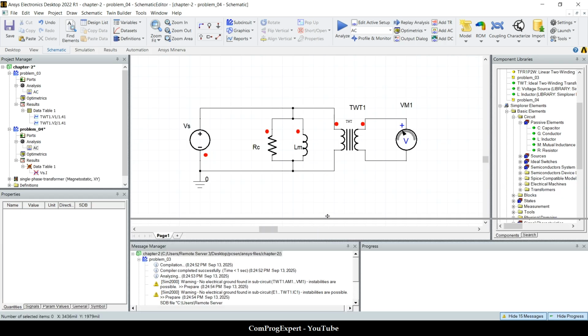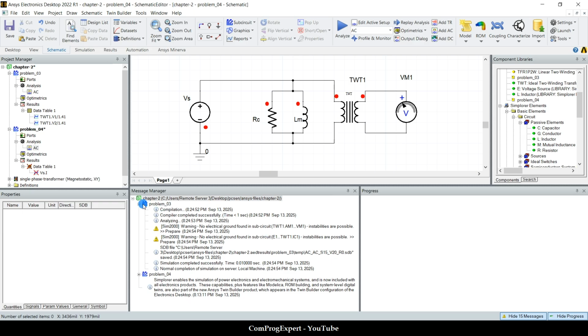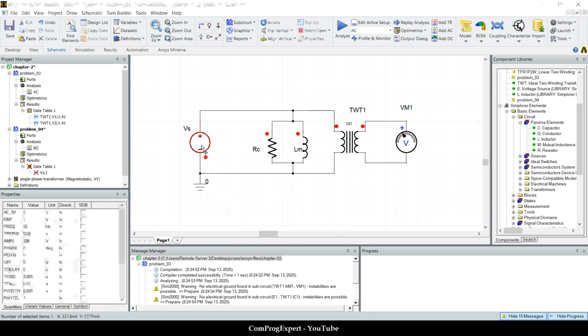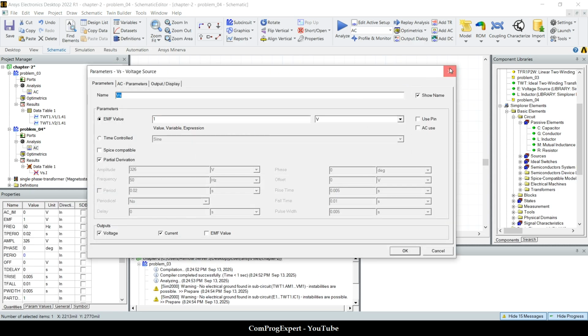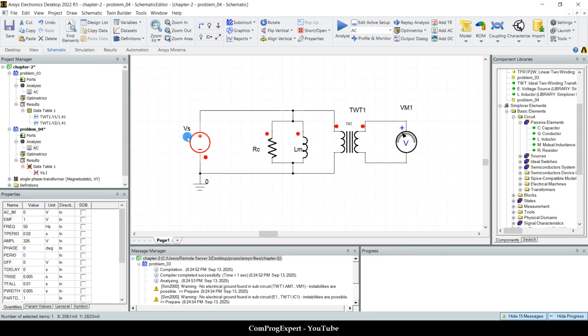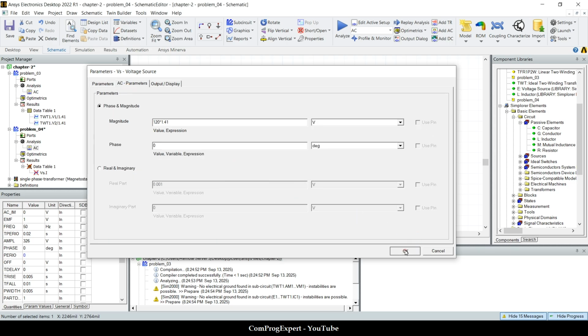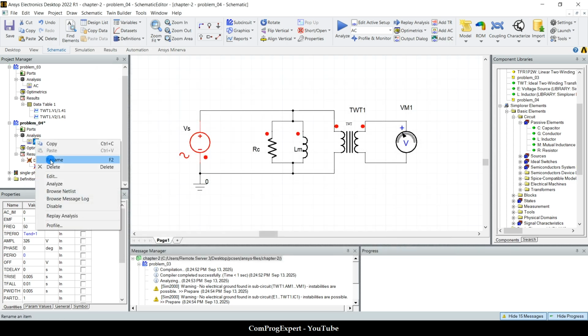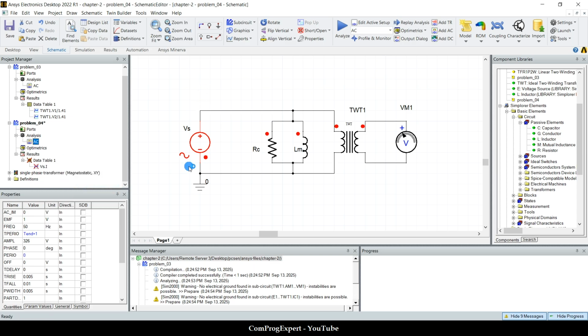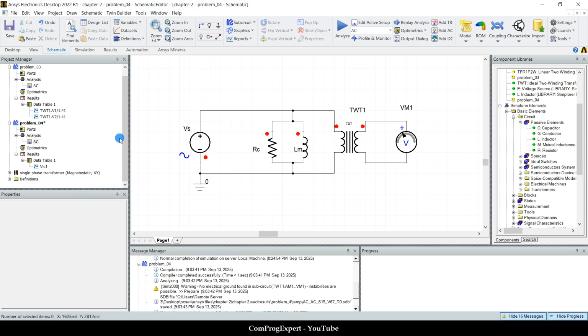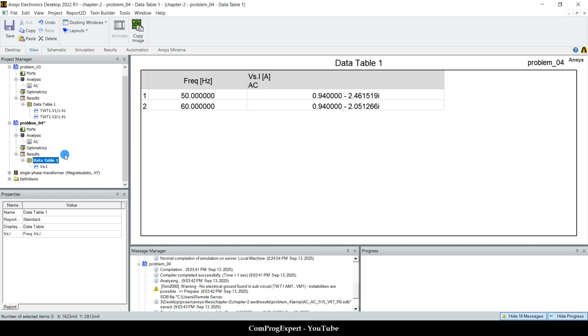Okay, so here we get one error. This error is because here we are going to use this AC source. Considering this AC solver, we should select this time controlled option. This is a sinusoidally excited source. Anyway, so now we can analyze the circuit. You should specify this property for the source. Here is the value of the current, Is.